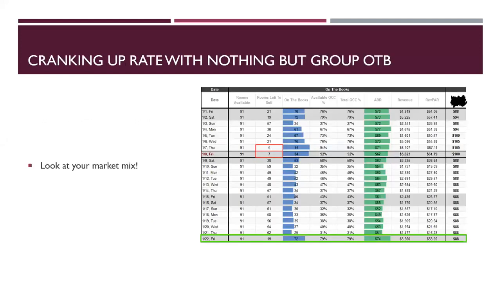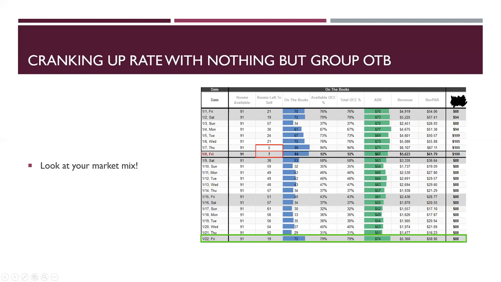All right, so the fourth point is cranking up rate with nothing but group on the books. This one is super common, and it's one that you should definitely avoid. If you see this business on the books report here, you'll notice that we had a pretty dynamic week. We had close to a sellout on this Thursday. We're starting the day here with more than 90% occupancy. And you can see over here on the right, we have this rate shop. We've been pushing rate a little bit here this week.